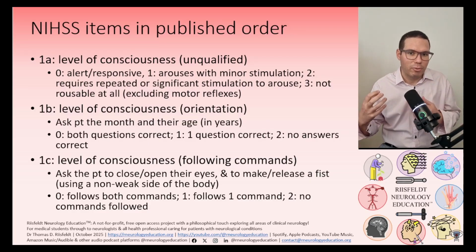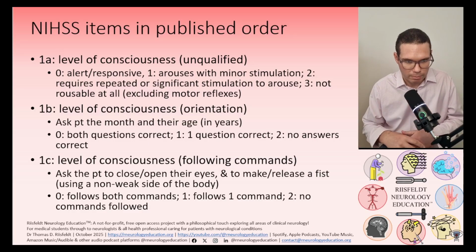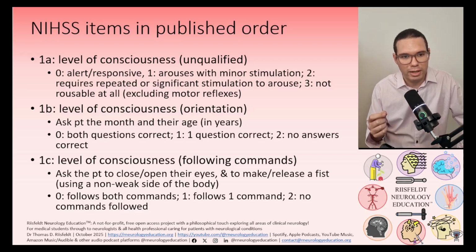Firstly, how are the NIHSS items actually published and what order are they published in? So the first one is item 1A, which is just called level of consciousness, without any additional qualifier. And it's scored from 0 to 3.